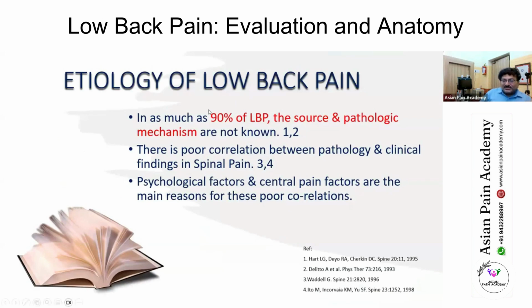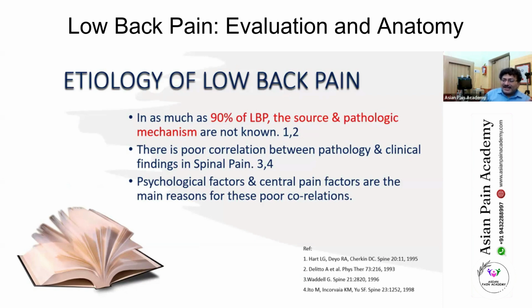So in as much as 90% of these 5 to 6% patients, the source and pathologic mechanism is not known with the conventional investigation processes. And sometimes it has been found there is a poor correlation between the pathology and the clinical findings of the spinal pain. For example, you get an MRI done of a 60 year old patient, and you will find there are a lot of degenerations, a lot of disc bulges, but not all are contributing to the pain.